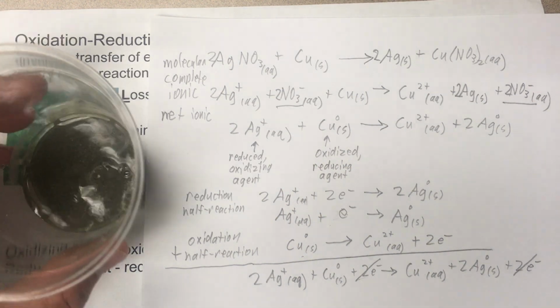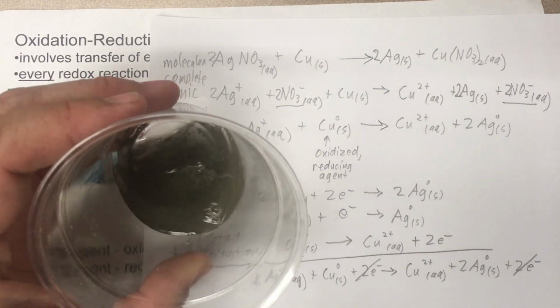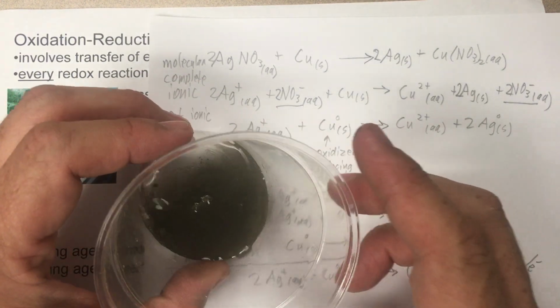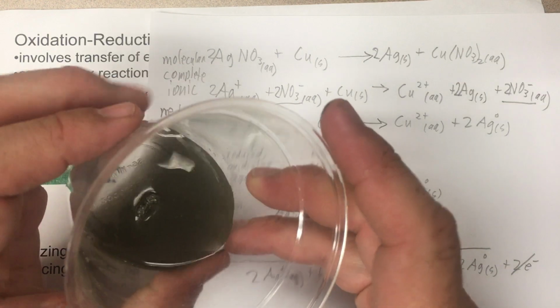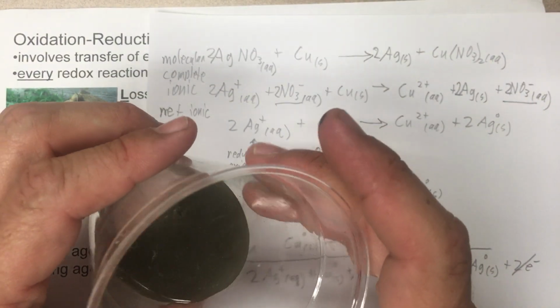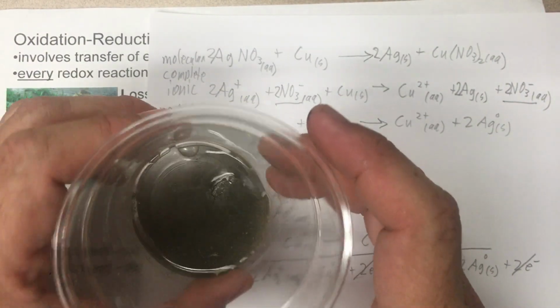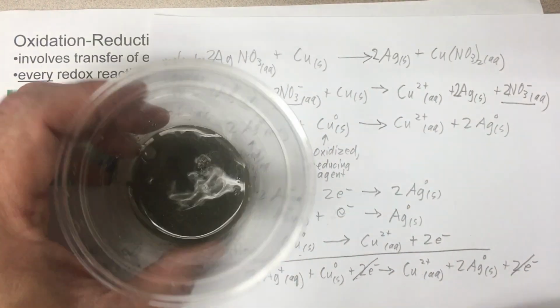So again, we can see that we've produced some gray solid silver crystals, some silvery colored silver crystals too. The solution's not really turning as blue as I would have hoped, but we're definitely seeing the solid silver.